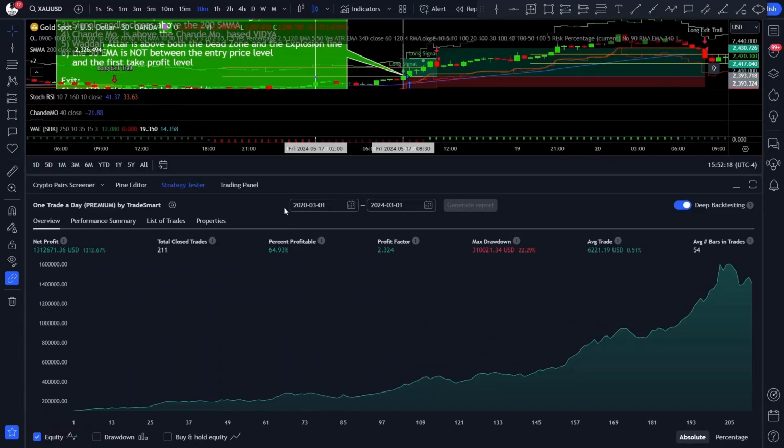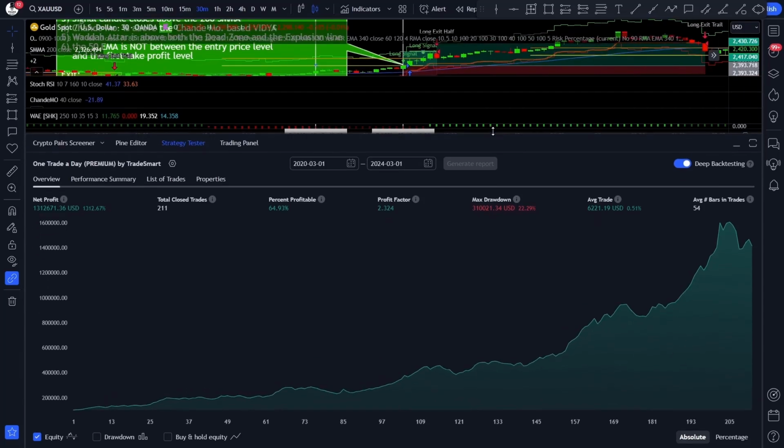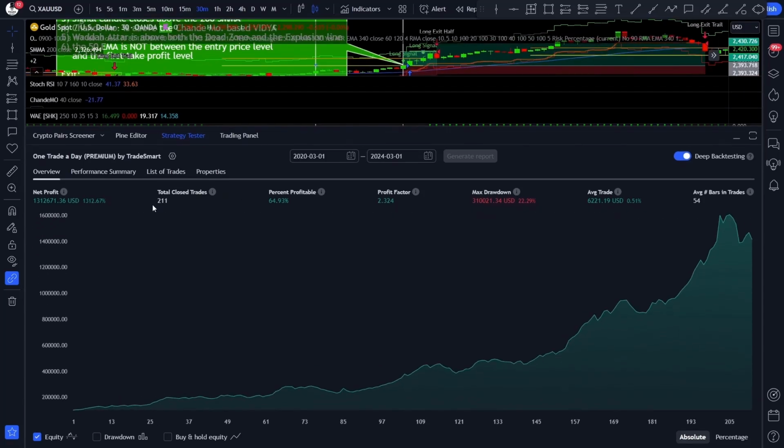And here are the backtest results. For the backtest, I used the last 4 years of price data, starting from the 1st of March 2020 and ending on the 1st of March 2024. During this period, the strategy took only 211 trades, but those trades made 1,300% net profit with a 65% win rate, a 2.32 profit factor, and only 22% maximum drawdown.